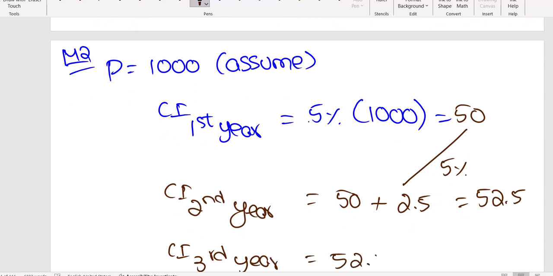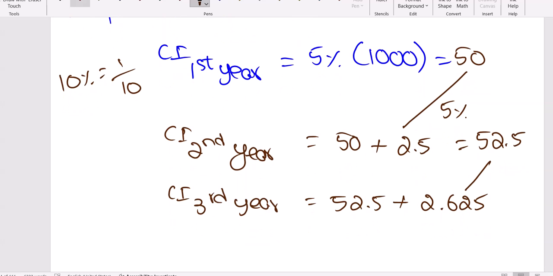52.5 plus 5%. 10% of 52.5 is 5.25. Divide by 10. 10% is nothing but 1 by 10. So 52.5 divided by 10 is 5.25, and divide by 2 for 5%, then it will be 2.625. Now, very simple thing.